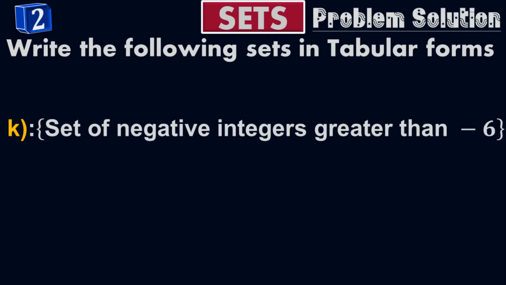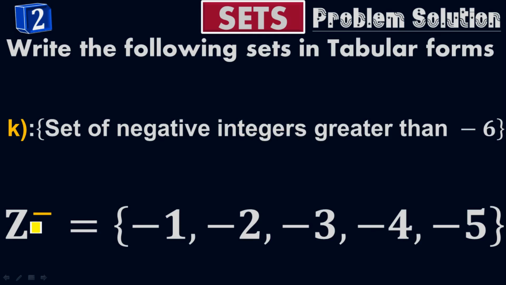Part K. Set of negative integers greater than -6. We're going to put the tabular form for K with the negative integers greater than -6. What will be its tabular form? Here is the tabular form, which is Z to the negative equals -1, -2, -3, -4, -5. These all are the values which are greater than -6.